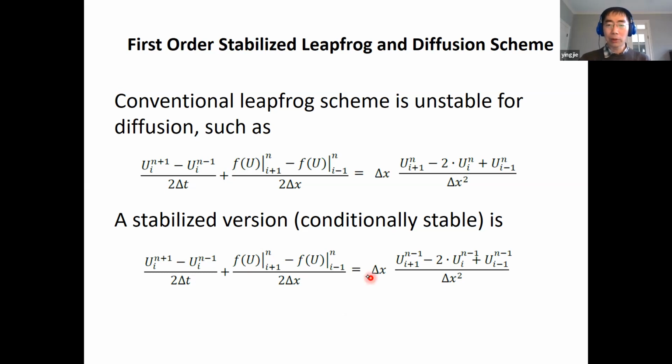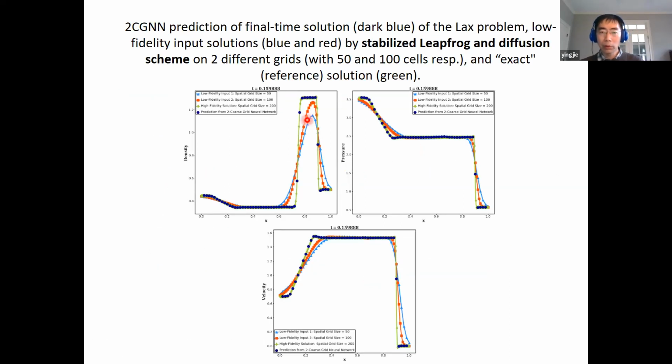We use this one to compute inputs on two grids, the original one and the refined one, and we obtain almost identical results. The prediction is very sharp, and the inputs are very smeared, the light blue and the red one. So no problem at all.